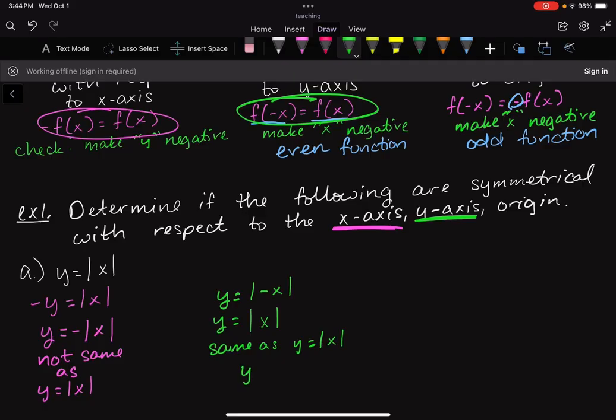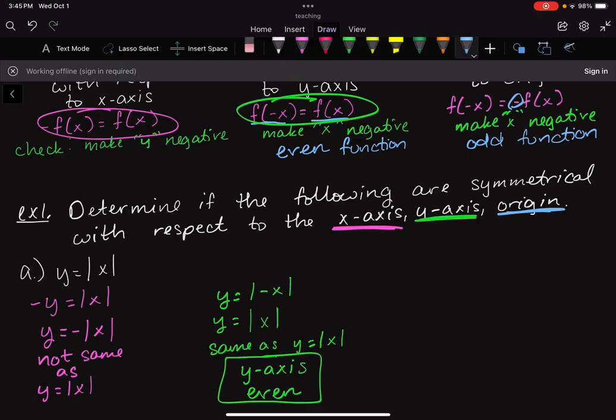So we see that this is symmetrical about the y-axis, so we would call this an even function. And then if we want to test for the origin, we can. It's not going to be able to have multiple types of symmetry, but we can check it just to be sure.